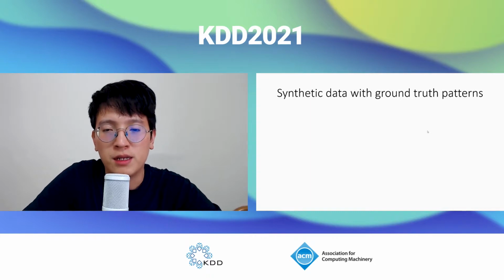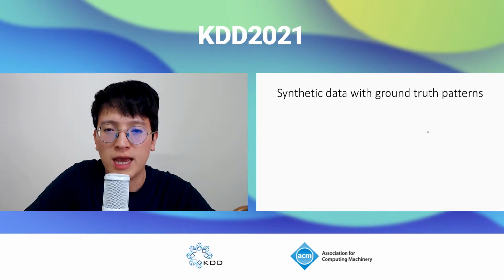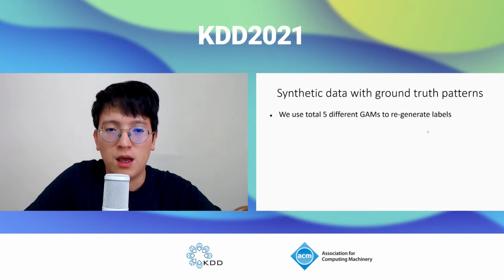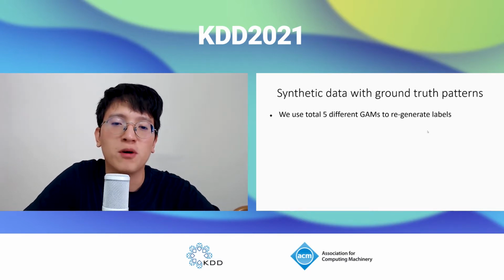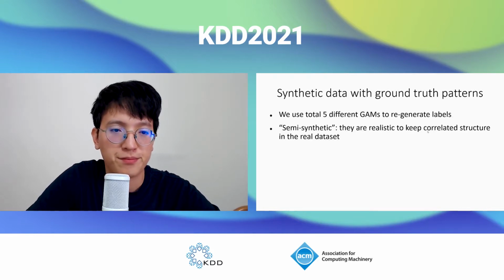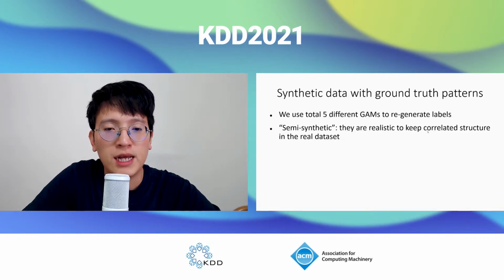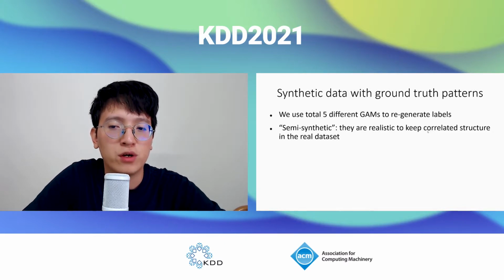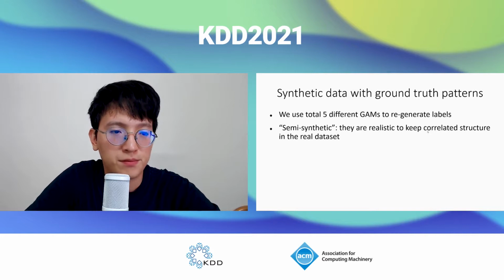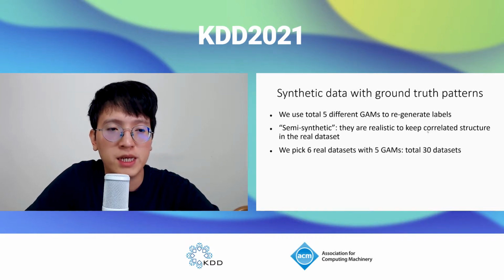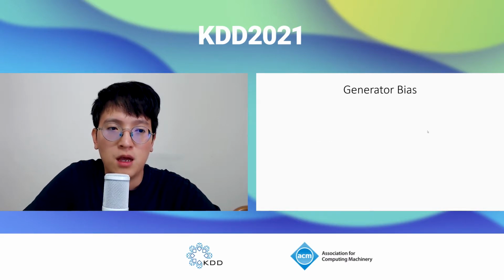Here, we simulate the datasets with ground truth patterns so that we can measure how close our GAM recovers to the ground truth. And we simulate the ground truth also by GAMs. So we train 5 different GAMs on the data, and we regenerate the labels based on the outputs of these GAMs. We call our datasets semi-synthetic because we think they are realistic, keeping the correlated structure. We pick 6 datasets with 5 GAMs that generate a total of 30 synthetic datasets. And we find what we call generator bias in this setting.